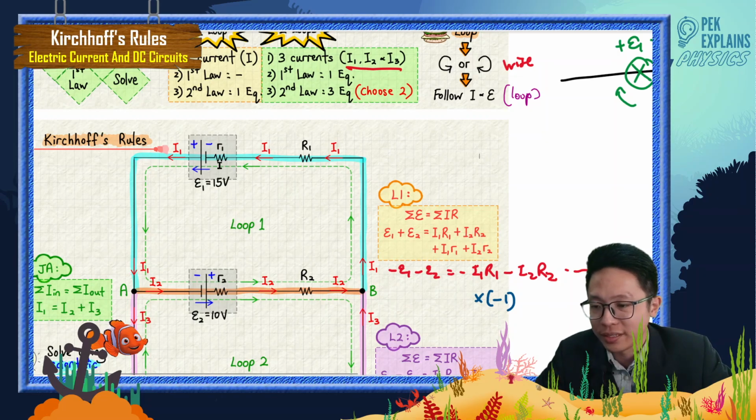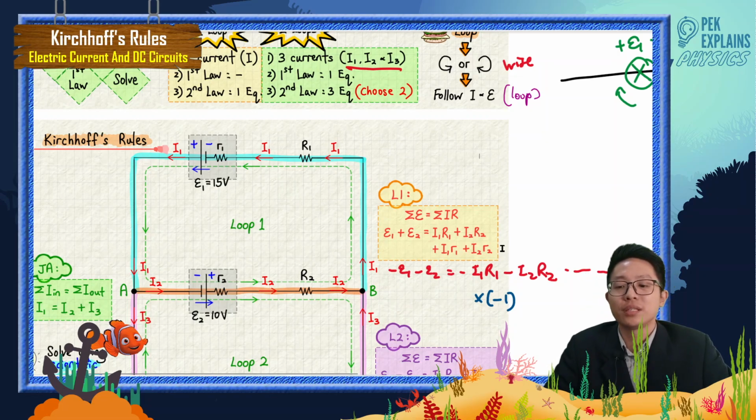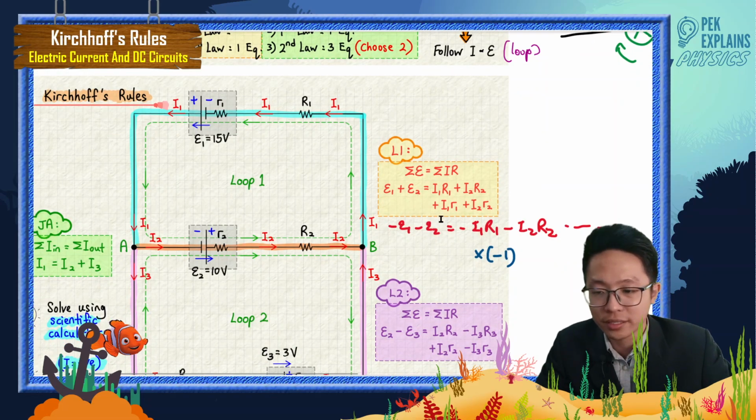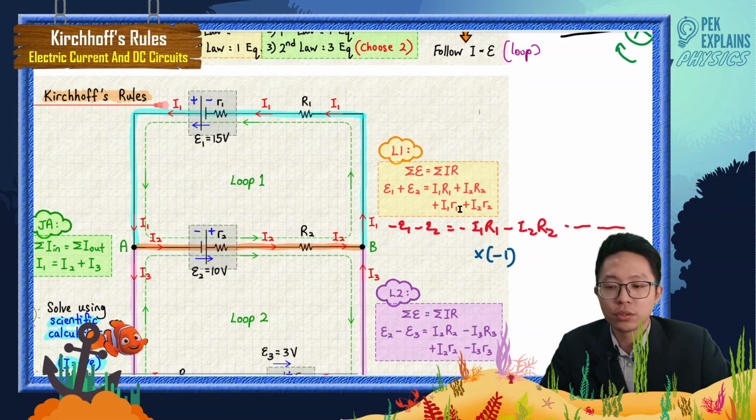And then for the internal resistor R1, the current I1 passes through. This I1 is the same direction as the loop, so again positive I1 R1. And R2 has current I2 passing through, the same direction as the loop, so positive I2 R2. So this is the first equation. Once you have this, you substitute all the values given.